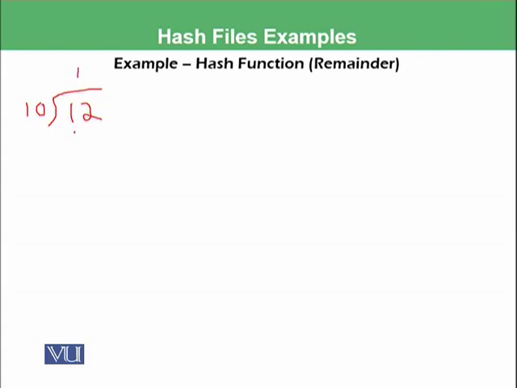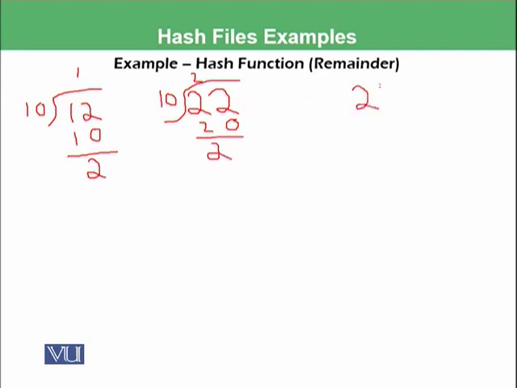So 10 ones are 10, and this 2 is the remainder. And if, for example, we divide 22 by 10, 10 twos are 20, and we will be left with 2. And interestingly, if we divide 2 by 10, 10 zeros are 0, and we will be left with the remainder 2.